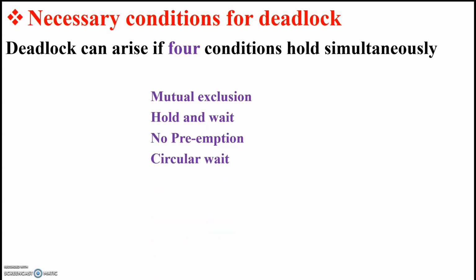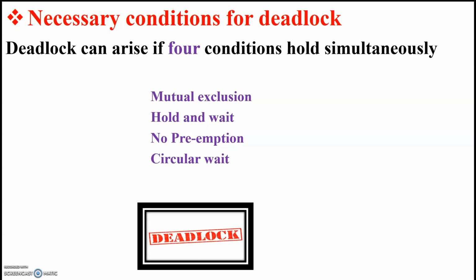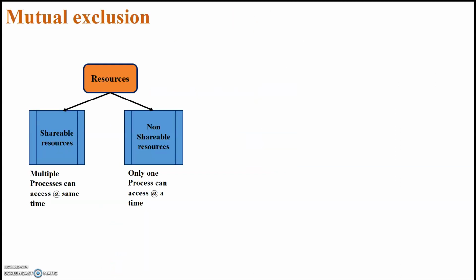We will all see these conditions in detail. So for a deadlock to occur, if all the conditions are true, then a deadlock will occur in the system. If we are successful in avoiding at least one of the conditions, then deadlock will not occur. Now let us see this mutual exclusion.